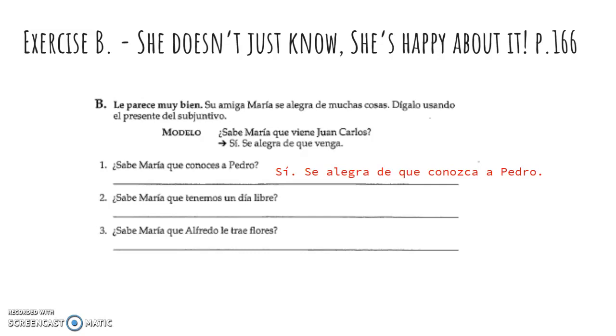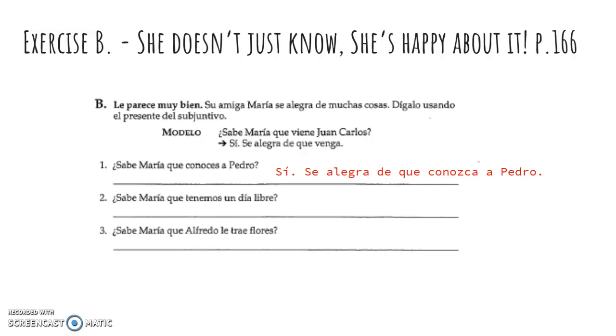So like on that first one, I couldn't just change it to conozcas because I had to think about the context. If I said, does Maria know that you know Pedro? I wouldn't answer with, yeah, Maria's happy that you know Pedro. I would answer with, Maria's happy that I know Pedro. So sometimes you'll just be changing the form of the subjunctive. Sometimes you have to pay attention to the meaning of the sentence to make sure you get the right verb form in there. Okay.